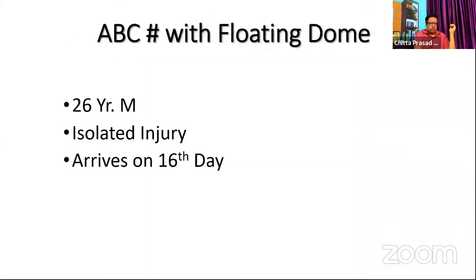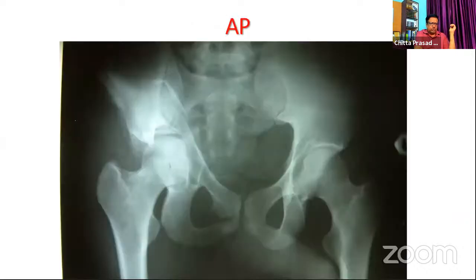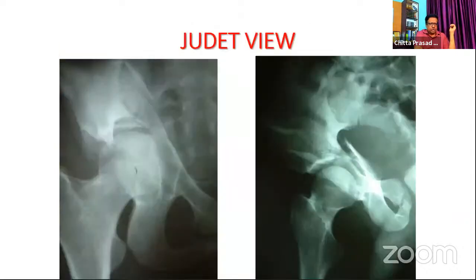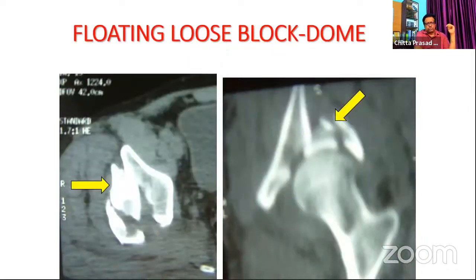So, ABC with a floating dome. This is a 26-year-old man, isolated injury, ABC. Again, he has got a floating fracture in the dome. We need to take care of that. This is a situation where you cannot reliably reduce it to the head of the femur and keep it in the normal position to avoid articular degeneration.